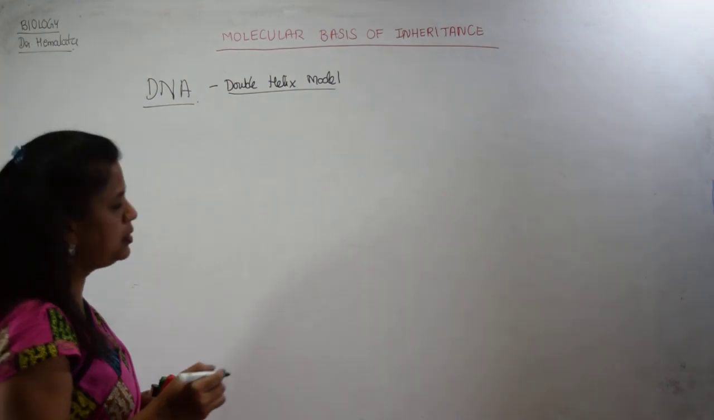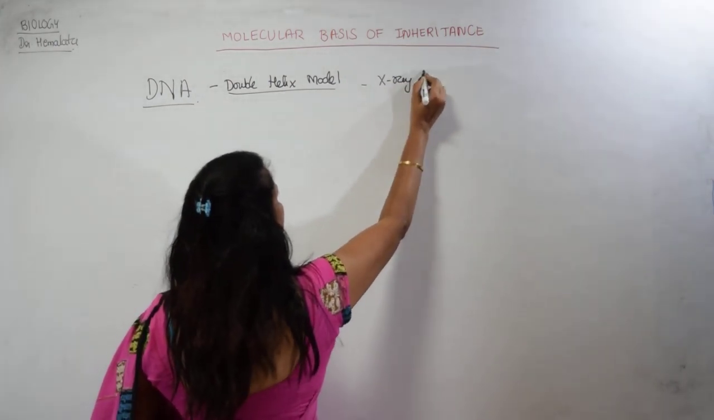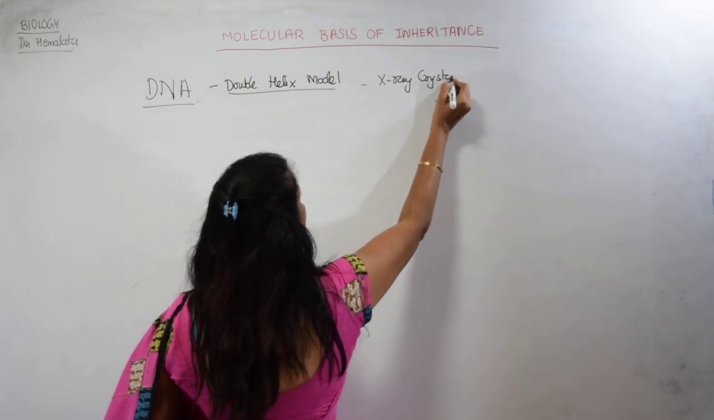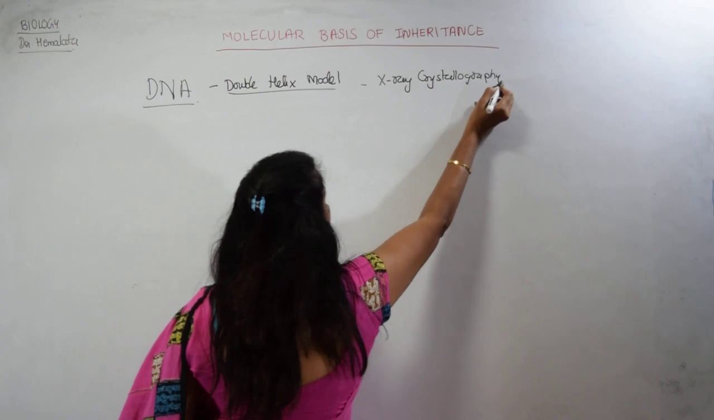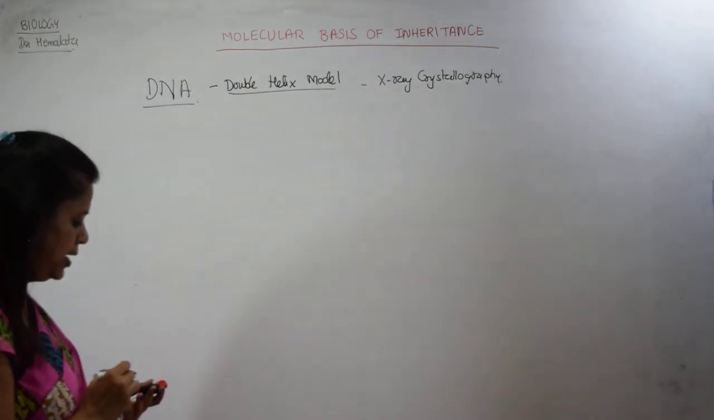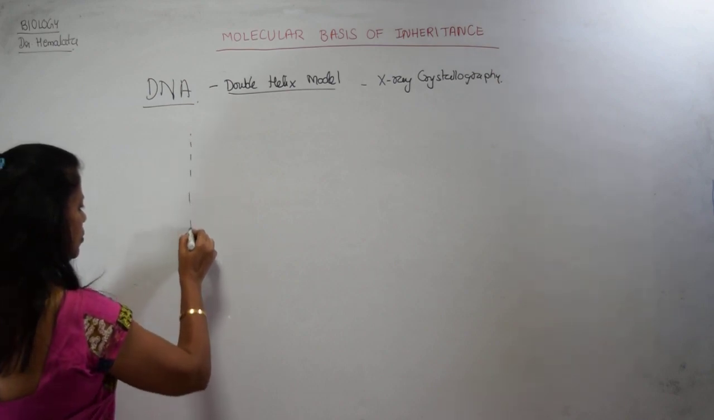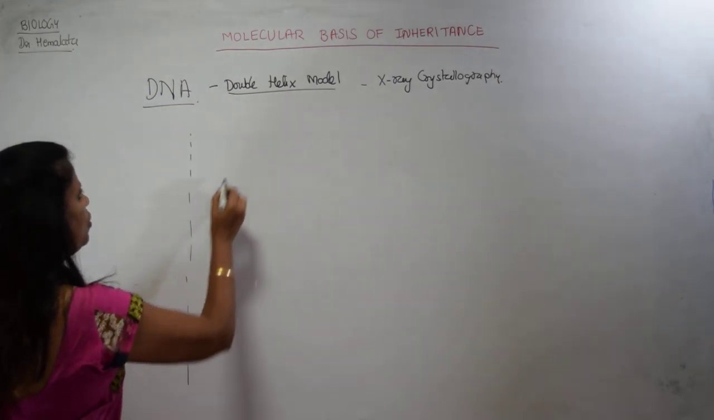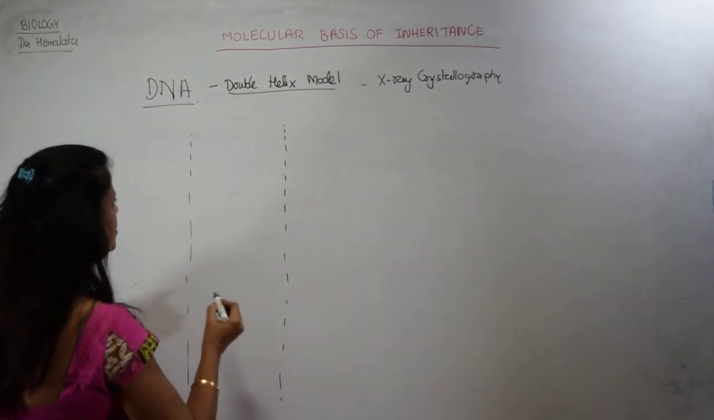They explained this through X-ray crystallography. X-ray crystallography is the method by which they identified the double helical DNA structure. So what you have to do is, first you have to draw two lines lightly. Then only you have to draw the remaining structure.